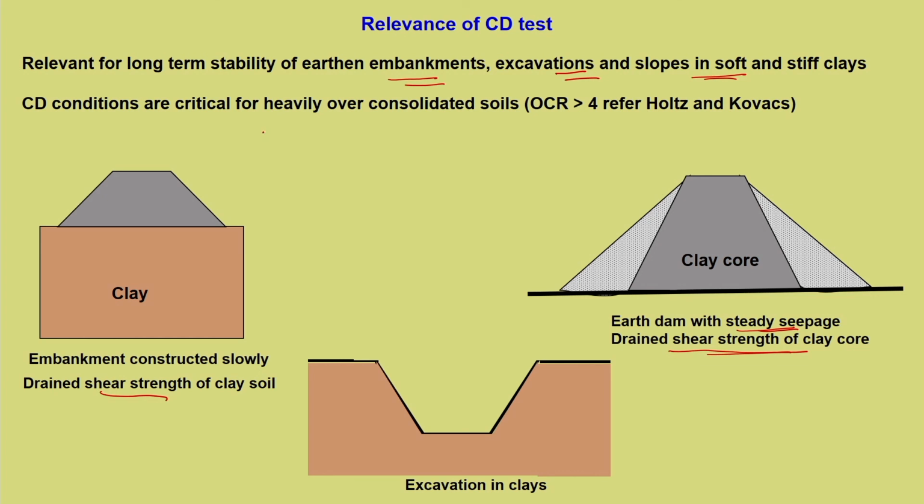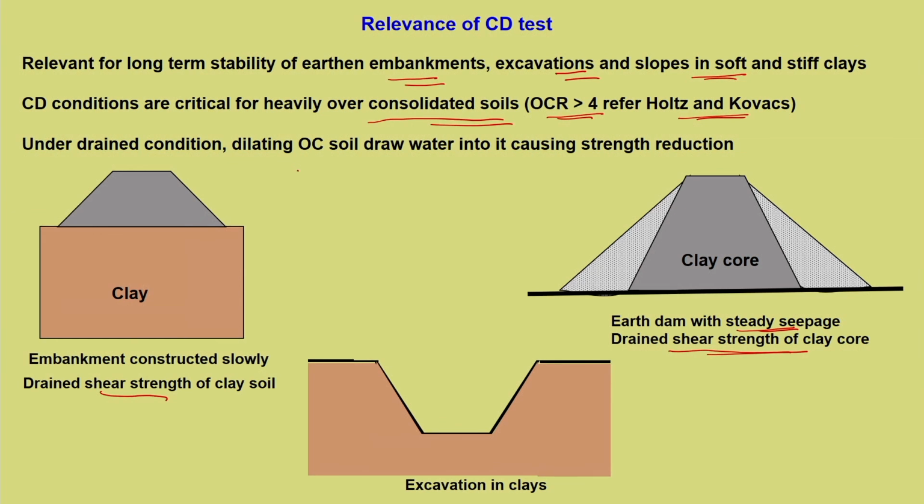So, CD conditions are critical for heavily over consolidated soil, for OCR greater than 4, and these details are clearly given in Holtz and Kovacs book. It is a very fundamental book where all these details which I am discussing are clearly written. So, CD conditions are critical. Why? For the OC condition it is critical. We are considering a CD test. Drainage is permitted. Now, it is a heavily over consolidated sample.